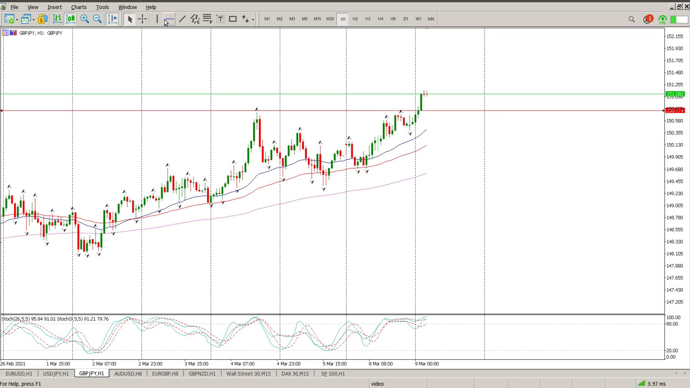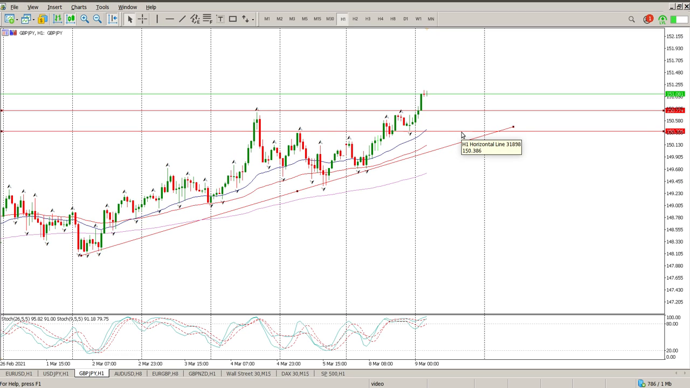157.79. I think a better bet for this pair is going to be something a little bit deeper, possibly down here at 153.86. I wouldn't want to be long up here. I want a decent pullback. Definitely worth watching this area here.